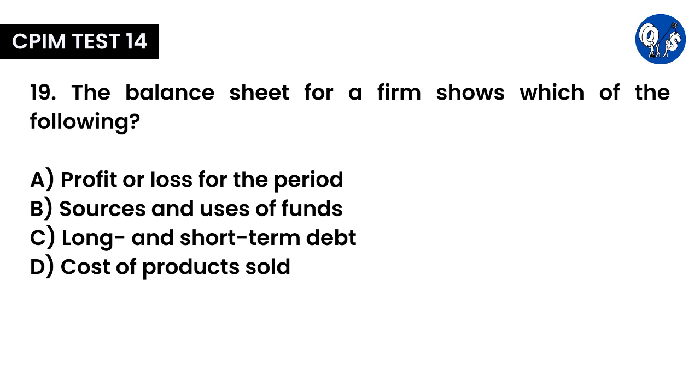Question number 19. The balance sheet for a firm shows which of the following? A. Profit or loss for the period. B. Sources and uses of funds. C. Long and short-term debt. D. Cost of products sold. Here the correct answer is C. The balance sheet reports a firm's financial position at a specific point in time, listing assets, liabilities and equity. It shows both long and short-term debt as part of the liabilities section.